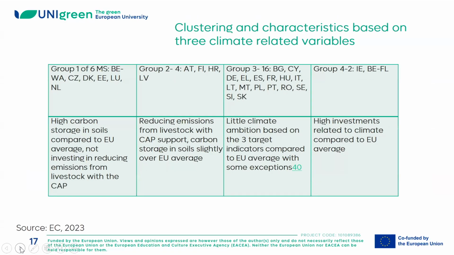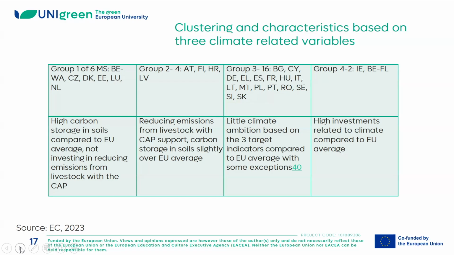Of course, they are targeted by conditional provision, a series of eco-schemes, environmental practices, and investment and knowledge transfer. A majority of this strategic plan addresses climate change via eco-schemes. Several also address climate change, and 29% of the investment is tagged as green. Clustering is based on three result indicators: carbon storage in soil and biomass, reducing emissions from livestock, and investment related to climate, resulting in four groups.